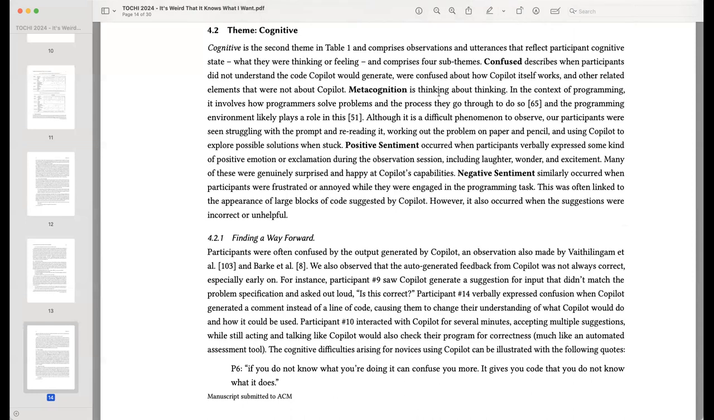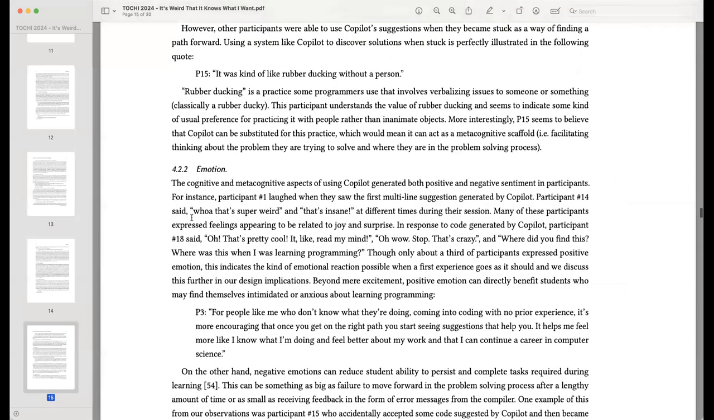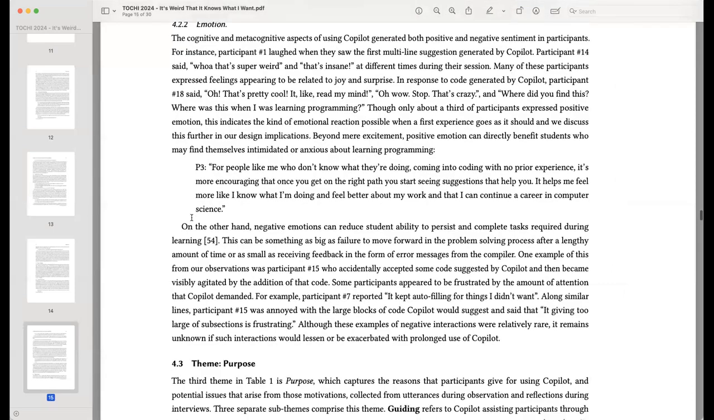There are also other themes here. Cognitive: students were confused about the code that they were given. We think this has implications for either helping or harming metacognition in novice programmers. And of course, students had positive and negative sentiment about it too. Either they were excited or they were frustrated with the kinds of things that it would suggest.